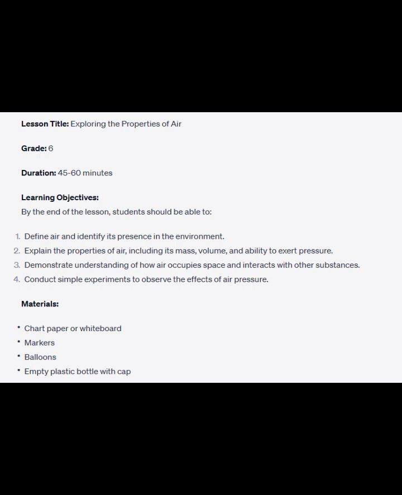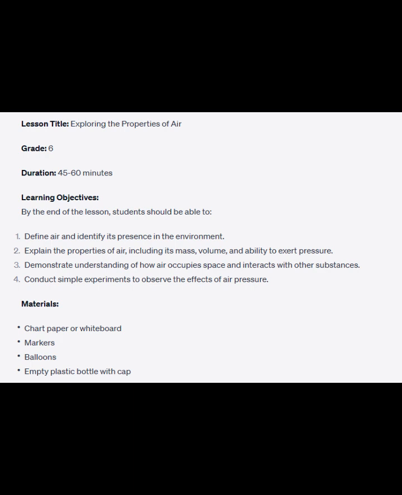the environment. Explain the properties of air, including its mass, volume, and ability to exert pressure. Demonstrate understanding of how air occupies space and interacts with other substances. Conduct simple experiments to observe the effects of air pressure.